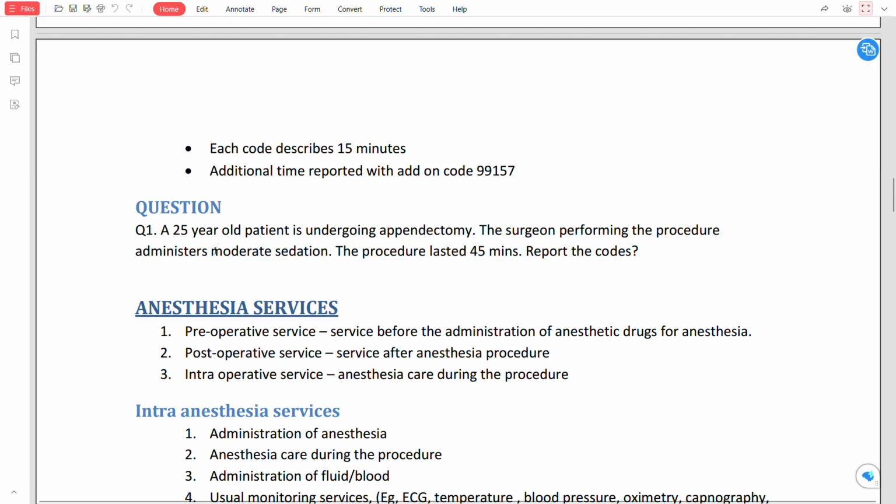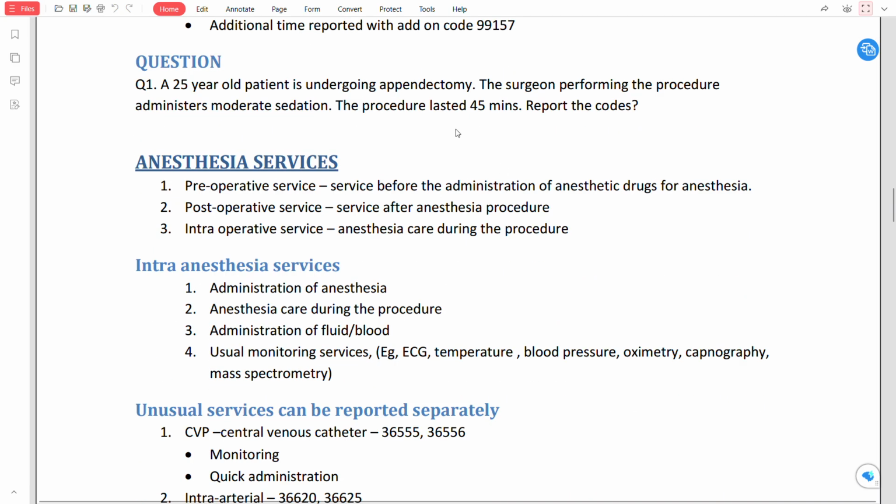There is a question. A 25-year-old patient is undergoing appendectomy. The surgeon performing the procedure administered moderate sedation. The procedure lasted 45 minutes. Report the codes. So this is the question. So you guys try to answer this question. Here the patient is undergoing an appendectomy procedure done by the physician, and also the physician performed moderate sedation. The procedure lasted 45 minutes. Do check it out, guys. Try to answer the question.